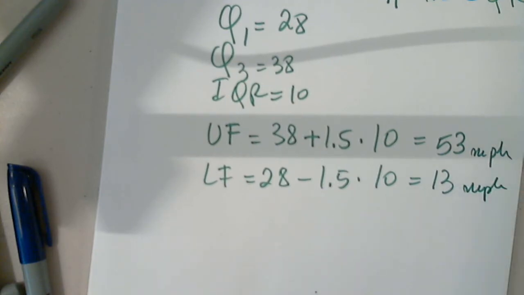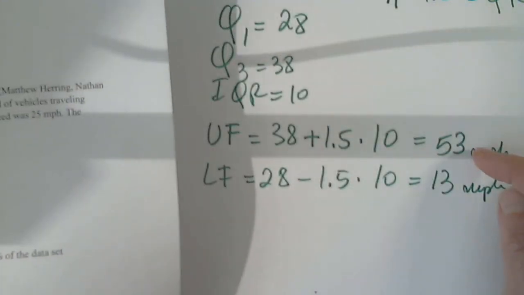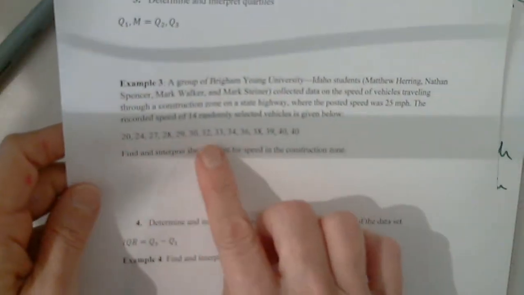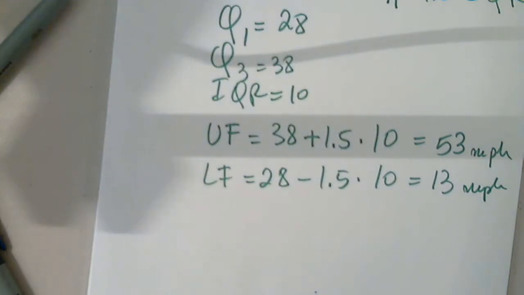Now I go back to my data set. Right here. It's arranged nicely in ascending order. So 13 is the lower fence, but there is no number, no entry lower than 13. The upper fence is 53. Look at all my numbers. There is no number higher than 53.